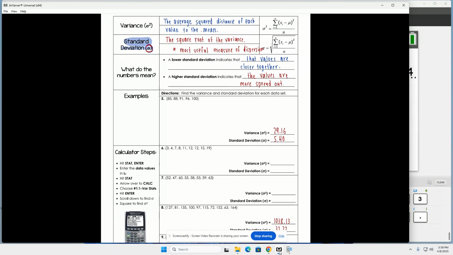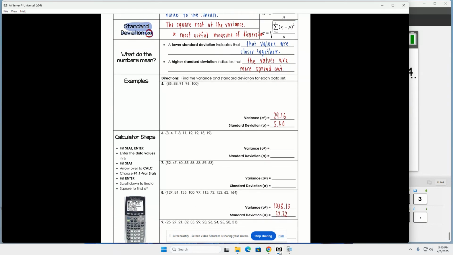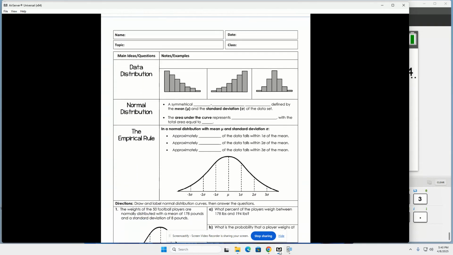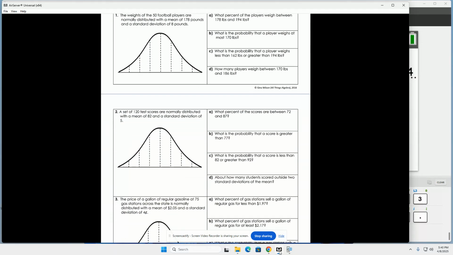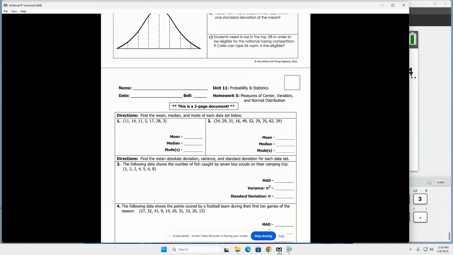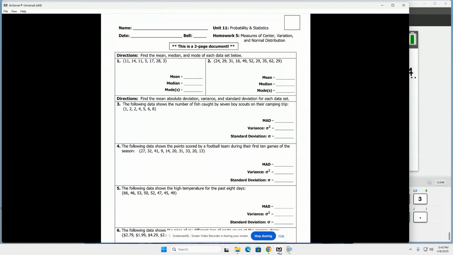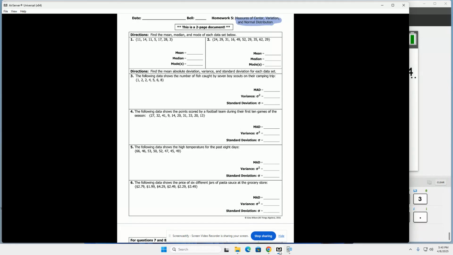So very, very simple. I hope you guys realize that this video is only about 27 minutes long. So you actually have some time to do your homework. So go past this data distribution note sheet in your packet, and you're going to see it right here. It says measures of center, variation, and normal distribution. We're only doing the front side. We're only doing 1 through 6 tonight. And I want you to ignore the MAD, okay? Ignore the MAD. You're not doing that, but you're doing all the other values, okay?